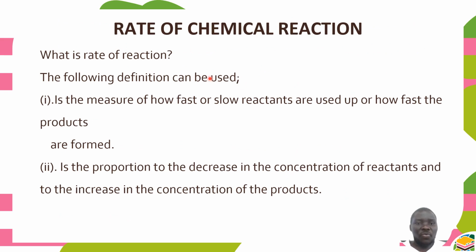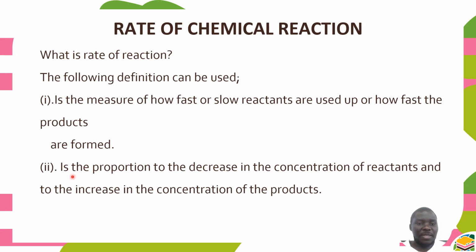So now we look at rate of chemical reaction as a term. So what is rate of reaction? Remember, we defined chemical reaction. Now we're supposed to define rate of reaction. We have many definitions, so it can be of your preference to choose which one is simple to use. Rate of chemical reaction can be defined as follows: it is a measure of how fast or slow reactants are used up or how fast the product is being produced.